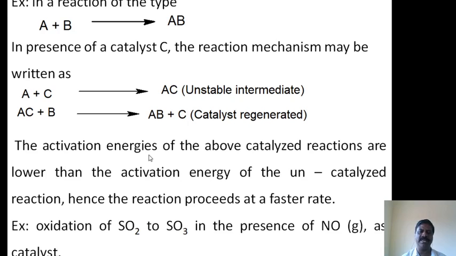The activation energy of the above catalyzed reactions is lower than the activation energy of the uncatalyzed reaction. Hence, the reaction proceeds at a faster rate. Without the catalyst, the reaction A plus B to form the product is a slow reaction, but when the catalyst is used, the rate of the reaction is fast.